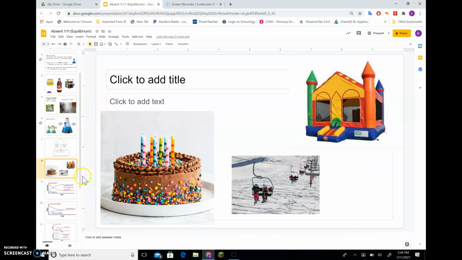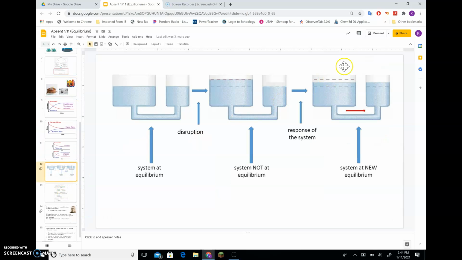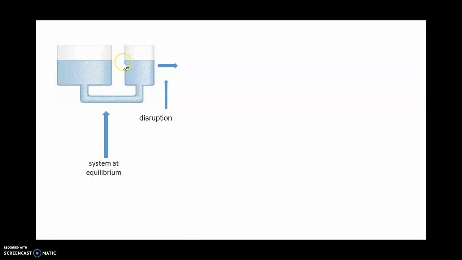Okay, so now let's talk about this right here. This right here is an example of what's happening at equilibrium. So in a lab setting, here we go. The height of our, let's just say this is water, is the same. You can see that right there. And then something happens and it gets disrupted.